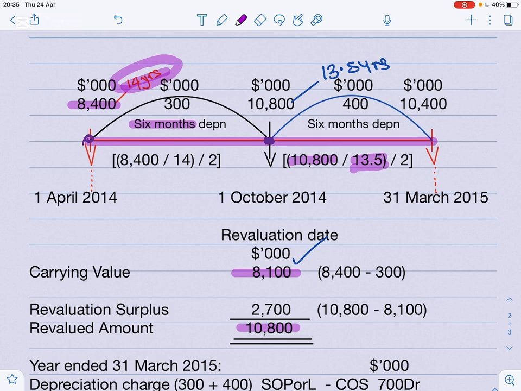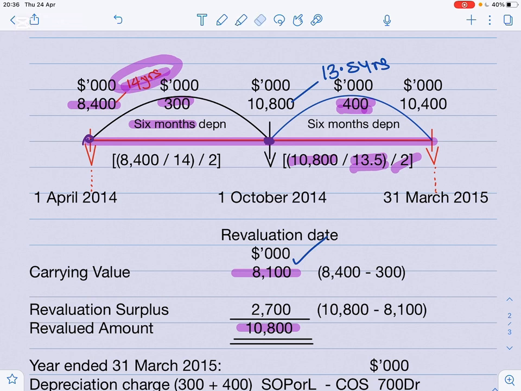And this is why you have to divide your answer by 2. So it's going to be 10.8 divided by 13.5 years, and that will produce 800,000. So divide this 800,000 by 2, and that will give us $400,000. So the first 6 months, the depreciation is $300,000. Second 6 months, the depreciation is $400,000. And the question is asking for depreciation charge for the 12 months.